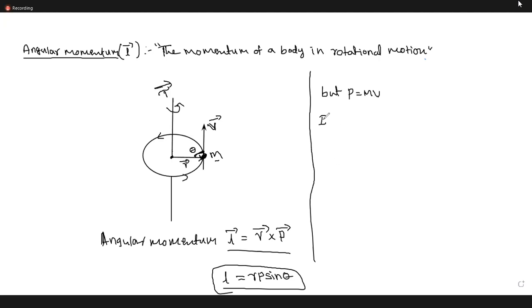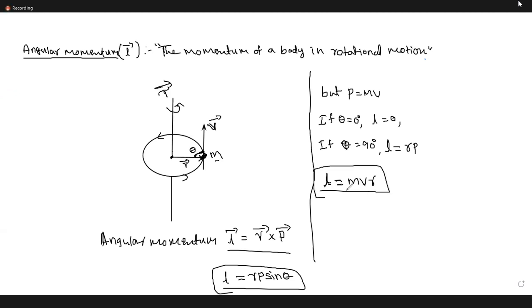So if theta equals 0, angular momentum will be 0, and if theta equals 90 degrees, means position vector and velocity vector are perpendicular to each other, in that case angular momentum will be L equals r into p, but p equals mv. Therefore L equals m into v into r, mvr. Remember this.